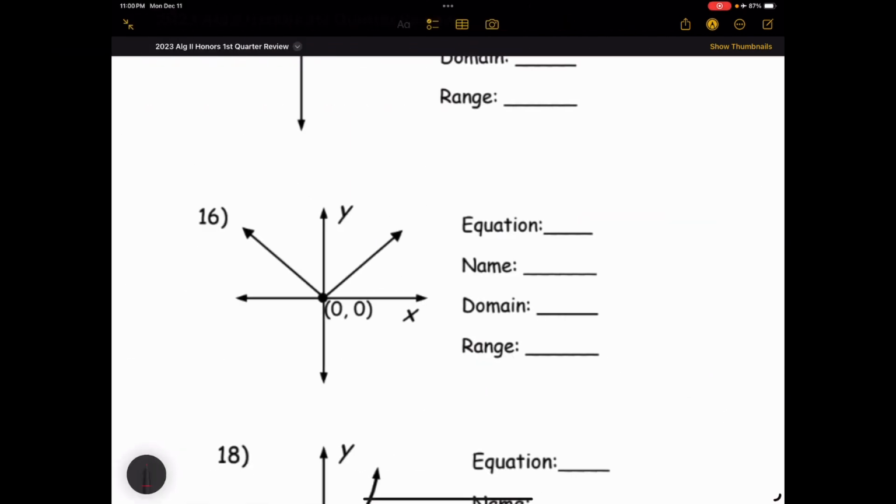All right, number 16. This is going to be the absolute value of x. The name of it is the absolute value. The domain, again, x values, all real numbers, right? Negative infinity to infinity. And the range is going to be from 0 up towards infinity. So 0 to infinity. 0 gets a bracket because it's a closed circle, and infinity always gets the parentheses, no matter what.